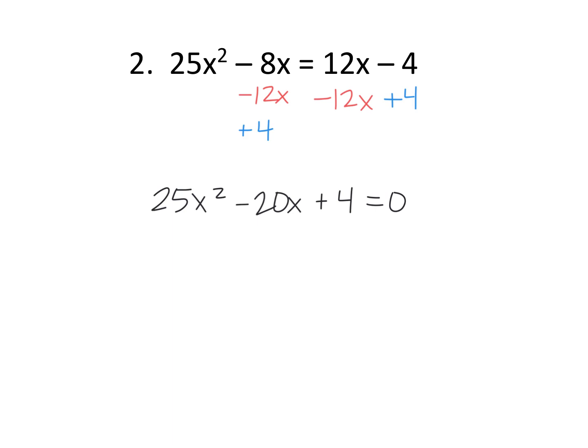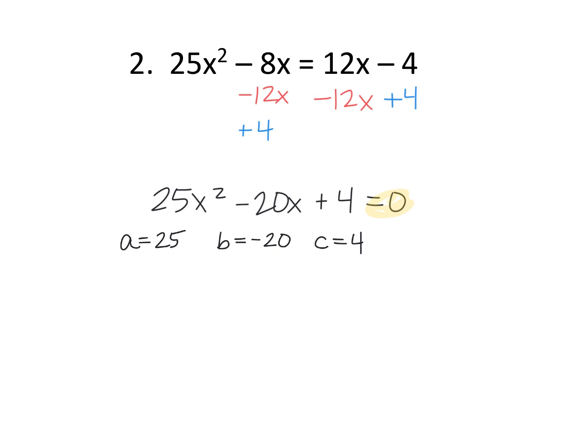This is what we always want when we're solving a quadratic, this unit. Get it equal to 0 before you start. Now you can do quadratic formula, which again, no, you don't have to memorize it, but you do know how to use it and simplify it down. So we identify A. What's A? 25. B is negative 20. And C is 4.